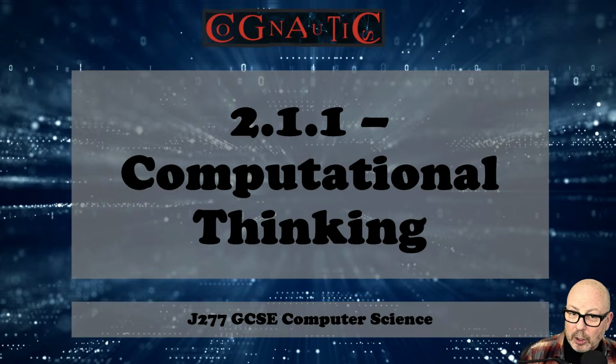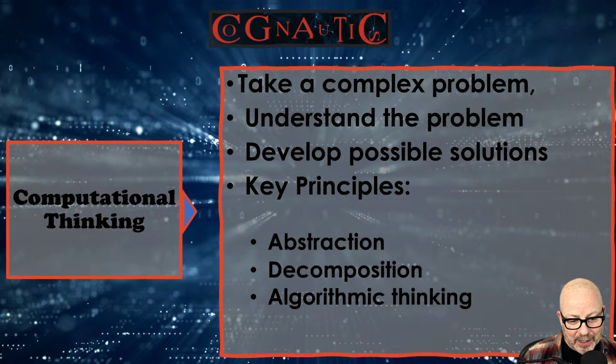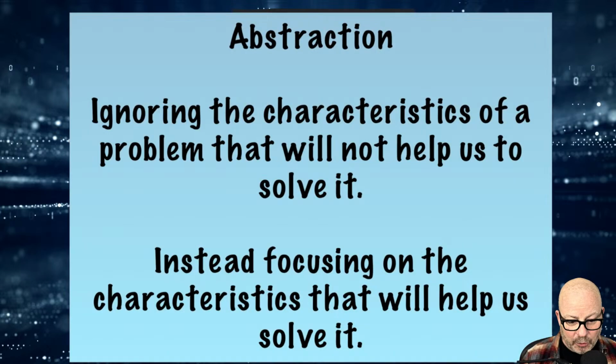So this is 2.1.1, the first part of paper 2, and it's computational thinking. Computational thinking involves taking a complex problem, trying to understand the problem, and developing solutions. So far so good. They give you an algorithm question and you've got to write an answer. Easy peasy. The key principles are abstraction, decomposition, and algorithmic thinking, although algorithmic thinking encompasses the 2 that come before it, okay?